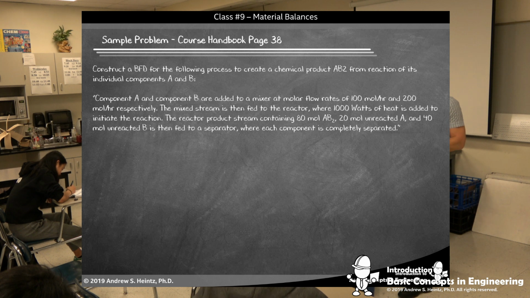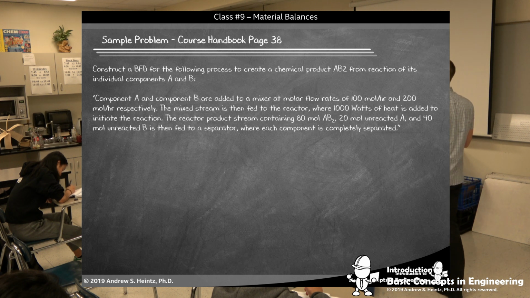So I'll go ahead and read the statement, but it's written there for you. Component A and component B are added to a mixer at molar flow rates of 100 moles per hour and 200 moles per hour respectively. The mixed stream is then fed to the reactor, where 1,000 watts of heat is added to initiate the reaction.